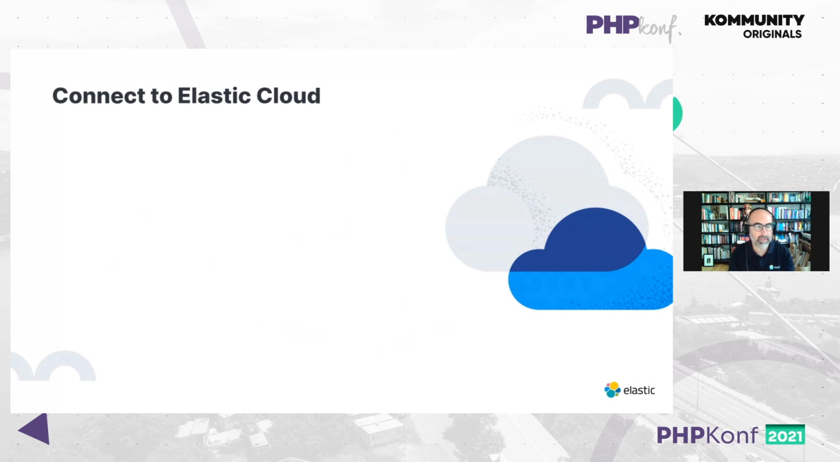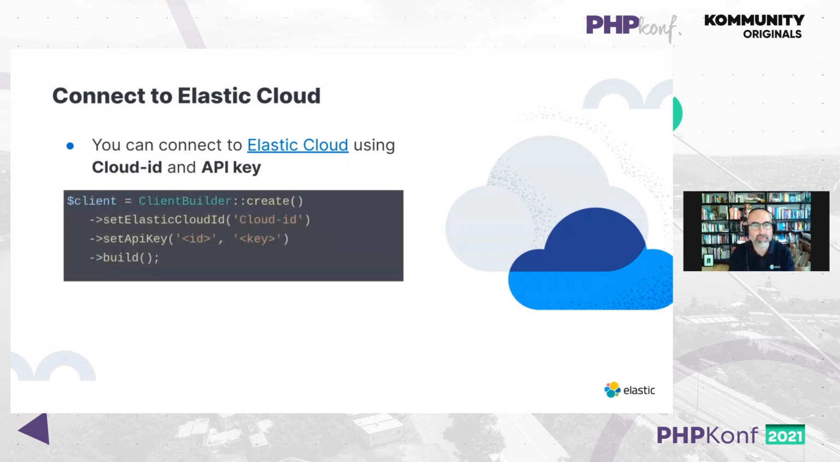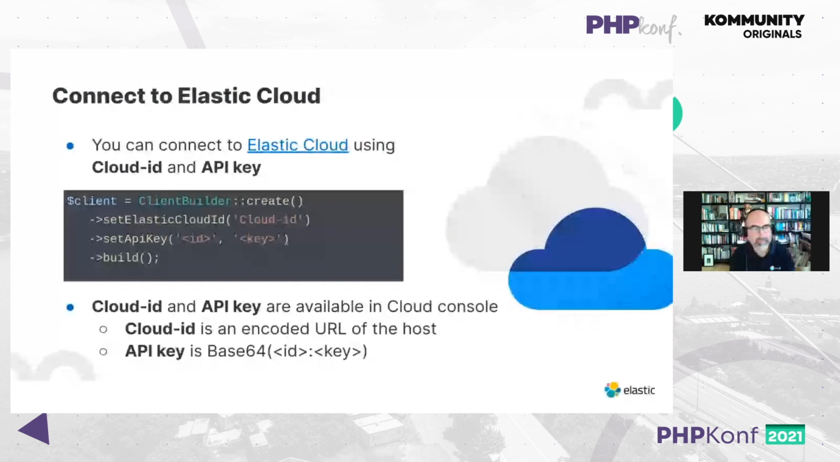Okay, imagine now that you choose the other way, so you try the Elastic Cloud. You want to connect your PHP application to the Elastic Cloud. Basically, you have to use the Cloud ID and the API key. These are two pieces of information that are provided in the Elastic Cloud administrative console. You can copy and paste them and use setElasticCloudId and setApiKey in order to put this information. So very, very simple. In this case, you don't have to manage the Elasticsearch instance by yourself. You are just consuming it in a typical software as a service scenario.